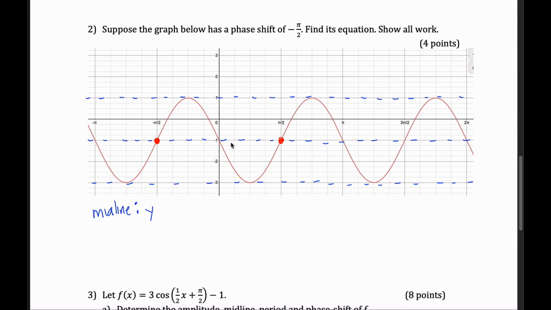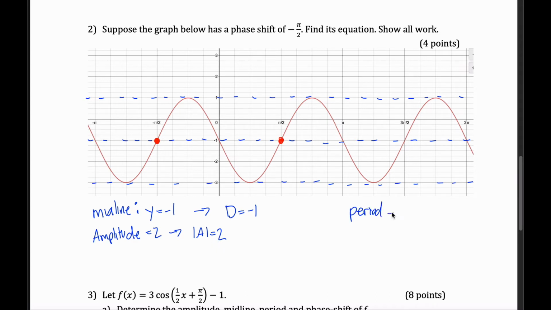The midline appears to have a height of -1, so it's given by the equation y equals -1, and that tells me that d is equal to -1. This graph gets as far as 2 units above the midline and 2 units below the midline, and that tells me that the amplitude is equal to 2, and therefore the absolute value of a is equal to 2. At this point, I don't know whether a is positive or negative 2.